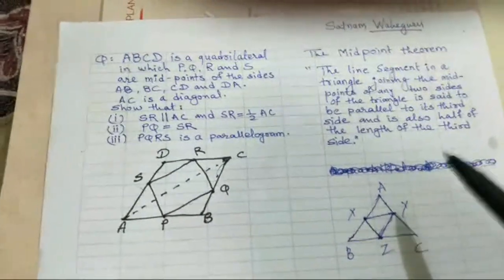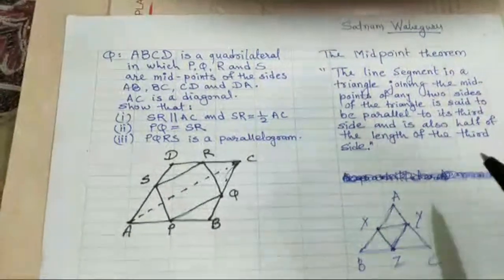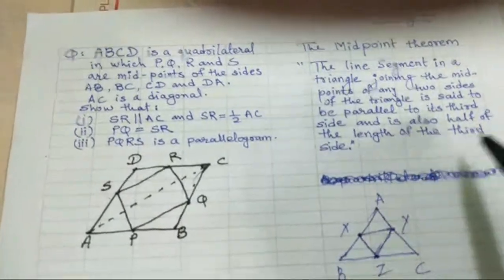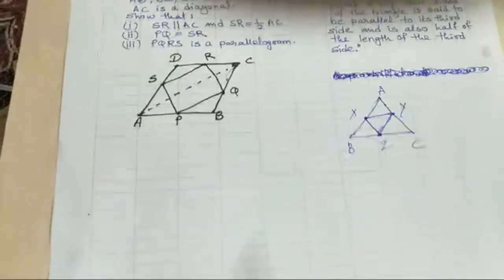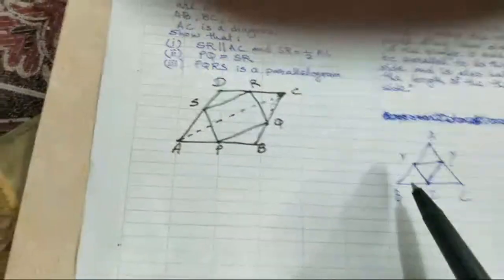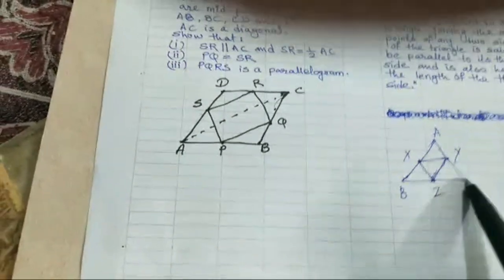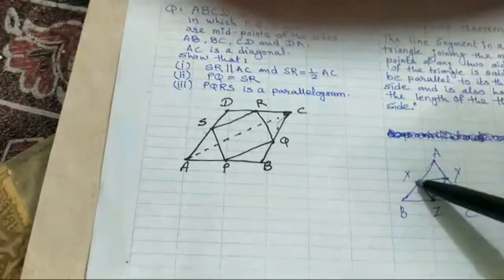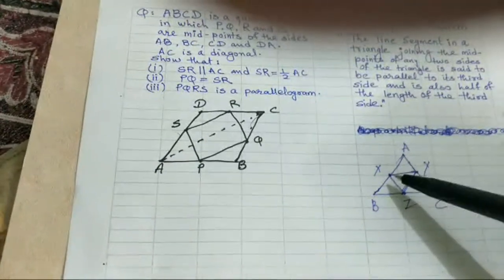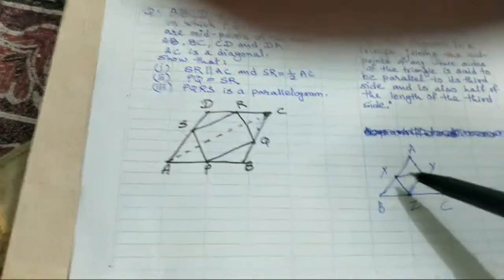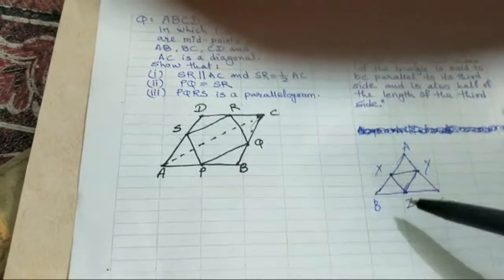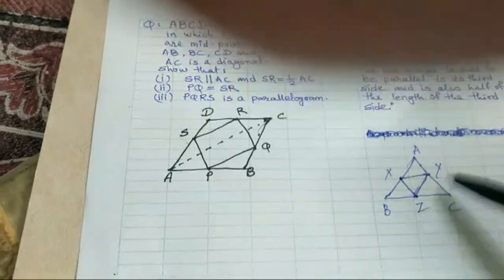Also, it establishes a relationship between the line segment joining the midpoints and the third side. It is further written in the theorem that the line segment is also half of the length of the third side. The line segment of the midpoints, XY, is parallel to BC, that is one thing, and the other thing is that XY is always equal to half of BC. Means if BC is 10, XY is 5. XZ is parallel to AC, that is one thing we need to learn from the midpoint theorem. The other thing is that XZ is always equal to half of AC. If AC is 6, XZ is 3. If AB is 5, YZ is 2.5.